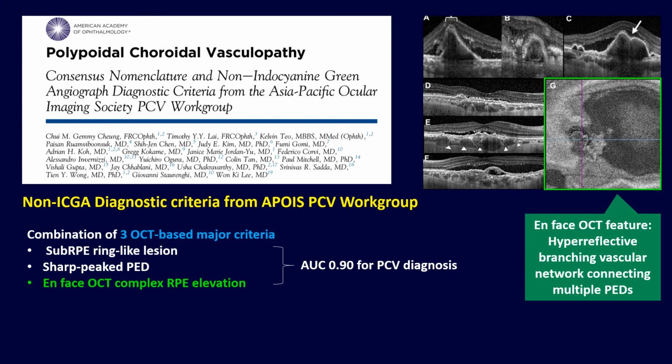The en face OCT feature is defined as the presence of a hyperreflective branching vascular network connecting multiple PEDs. The en face OCT image can be obtained from Zeiss Spectral Domain OCT, but it's not available in Heidelberg Spectral Domain OCT, and it is available on most OCTA machines. So if en face OCT images are available in your clinic, these criteria can be another good option to diagnose PCV when ICGA is not available.